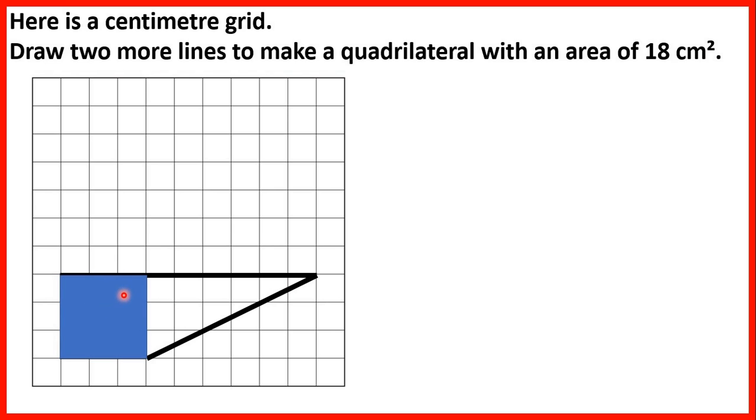into a square here and a triangle. So because the square has side lengths of 3 centimetres, 3 times 3 is 9. So the area of the blue square is 9 centimetres squared.